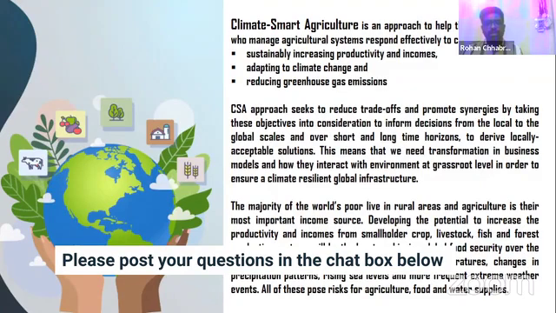This means that we need to transform our business models and how we interact with the environment at grassroots level in order to ensure that we create a climate resilient global infrastructure.